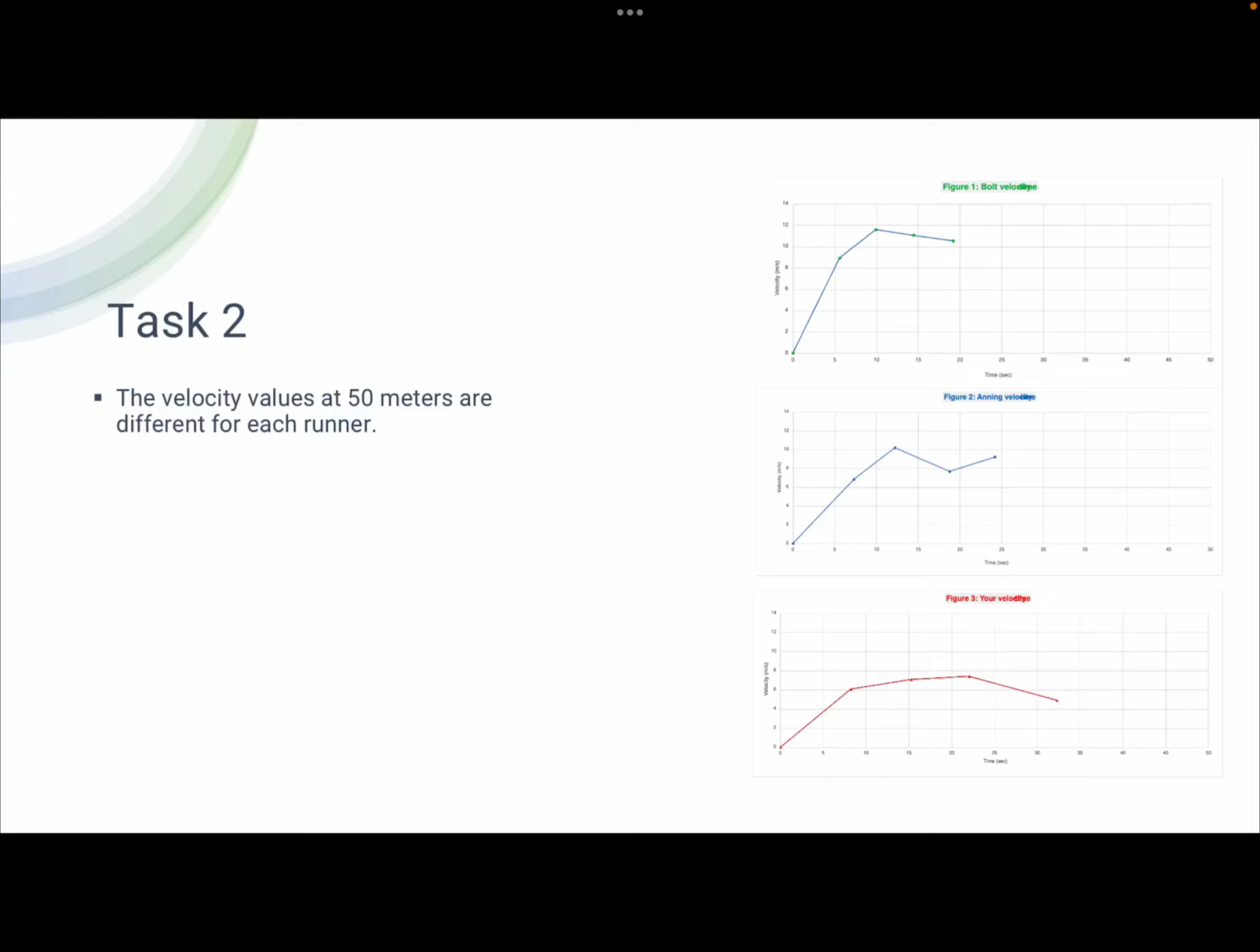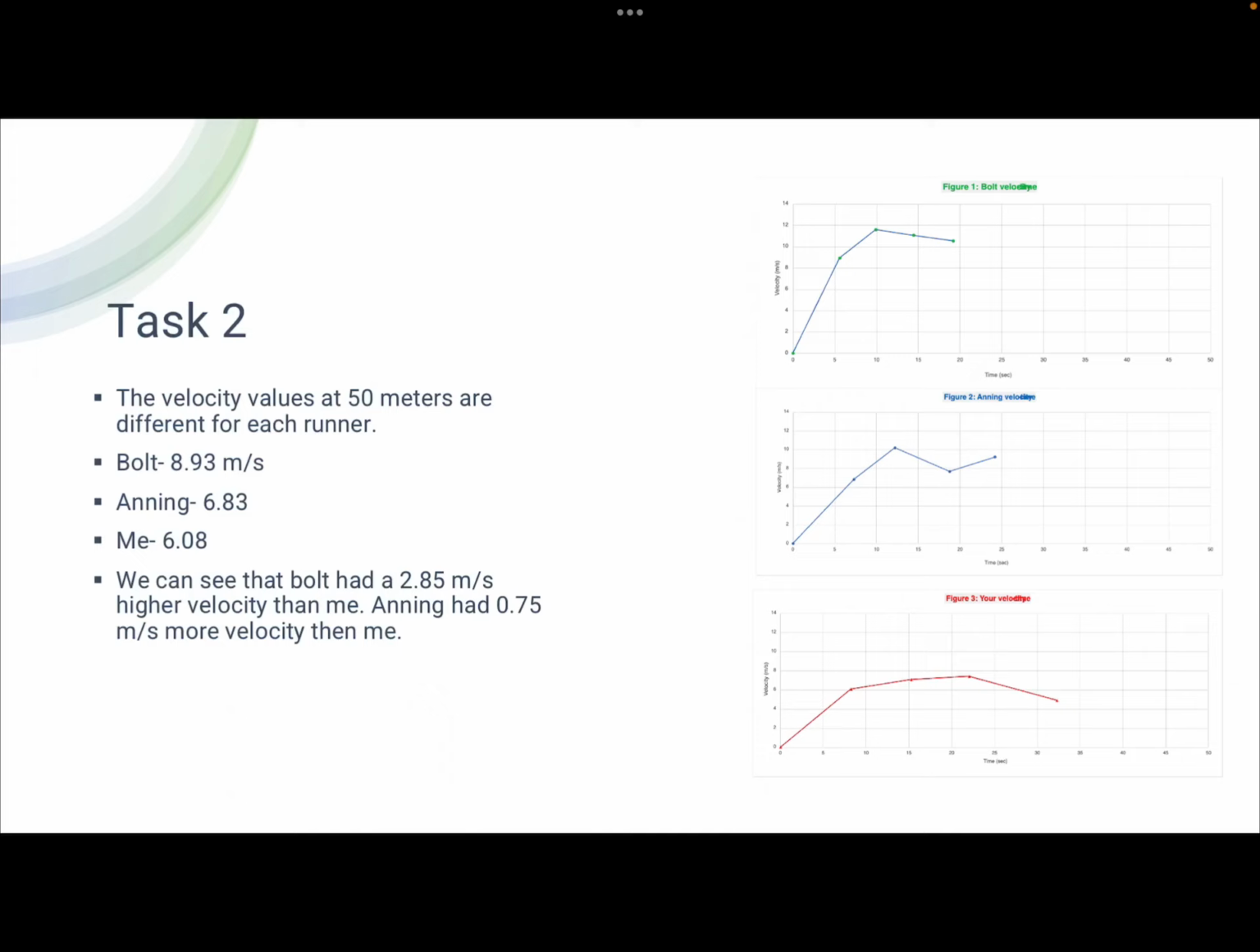The velocity values at 50 meters are different for each runner. For Bolt, it was 8.93 meters per second. For Amber Anning, it was 6.83 meters per second, and for me, it was 6.08 meters per second. We can see that Bolt had a 2.85 meters per second higher velocity than me. Amber Anning had a 0.75 meters per second more velocity than me.